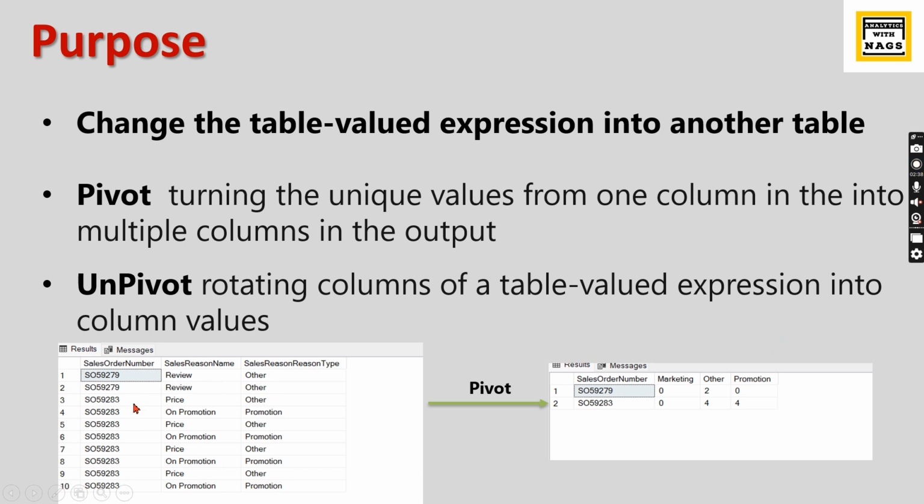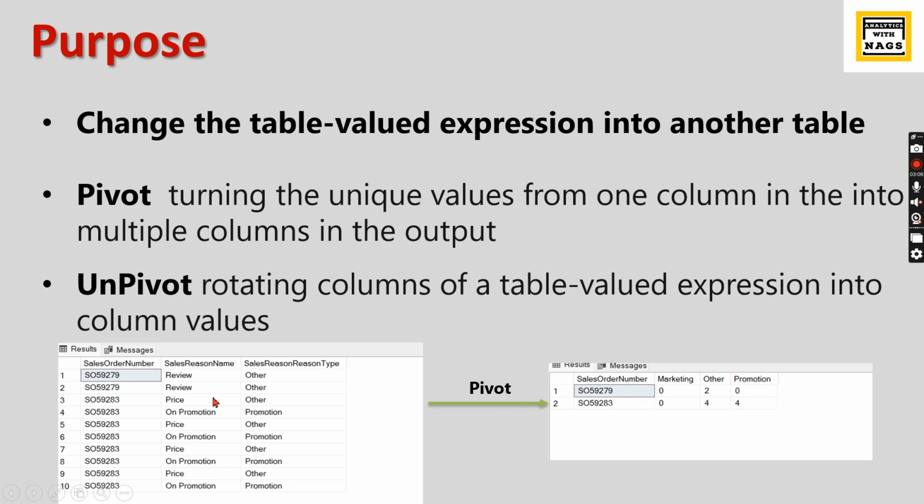You have a sale order number, right? For each sale order number, there is a reason and a reason type. I want this reason type not to appear in each row. I want this reason type to appear in the column. You can see other and promotion, and also there is another reason type, marketing. I will explain how I find that marketing as well, to appear in the column headers.